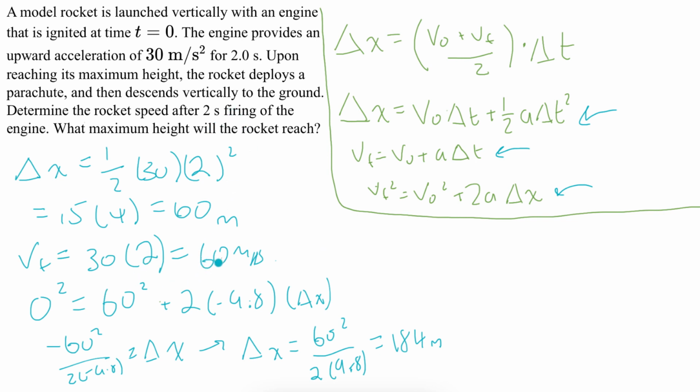So now we need to find the combined displacement, which is just simply adding the 60 meters from the acceleration plus the 184 meters it travels after the acceleration. And then you should get 244 meters. And that is the maximum height of the rocket.